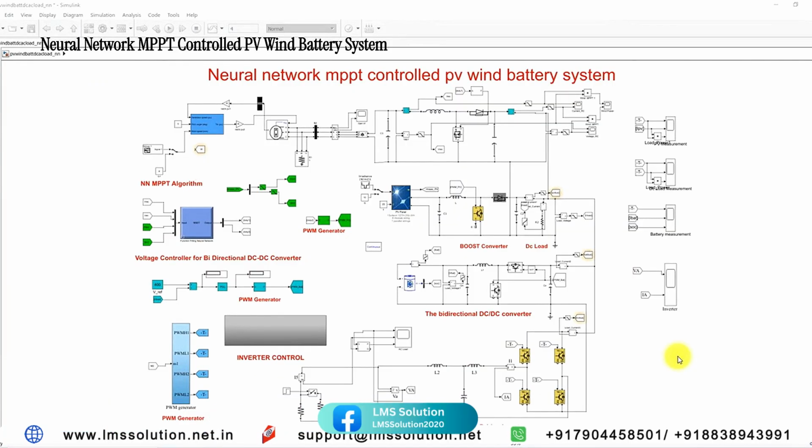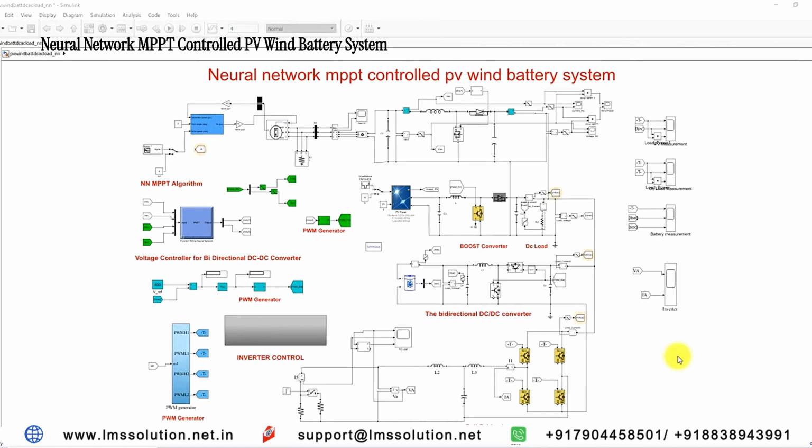Today we are going to see about the neural network MPPT controlled PV wind battery system, which can also be called an islanded hybrid AC and DC microgrid. That means the system will be operated in island mode, and the wind energy conversion system and the solar PV system will be controlled by means of the neural network MPPT control concept.